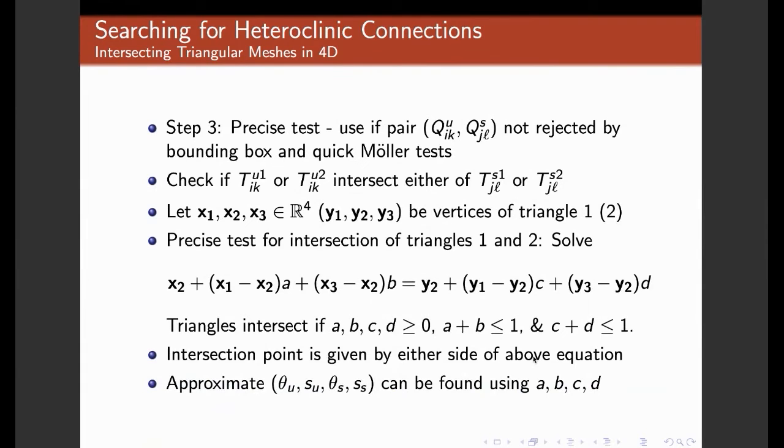And if A, B, C, and D from this equation that you solve, it's a 4x4 linear system, not conceptually too hard to solve, although computationally you want to avoid it, which is why we did the other tests. If A, B, C, D satisfy certain inequalities, we know the triangles intersect in 4 dimensions, and then you can approximate solutions to an equation which we need to find later.